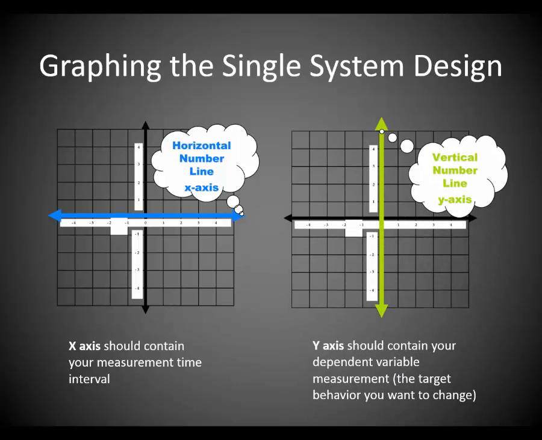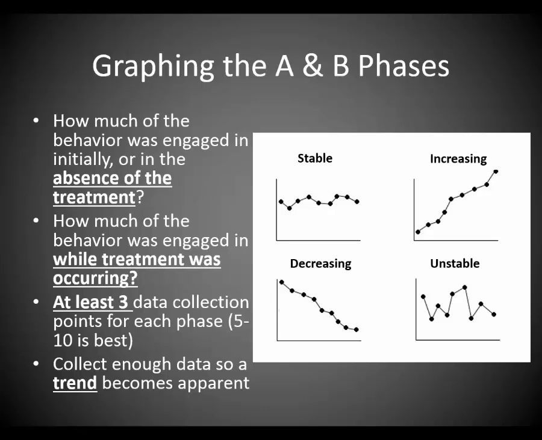The vertical line, on the other hand, is commonly referred to as the y-axis and should contain our dependent variable measurement. This is the target behavior that we want to change, and it's a count of the number of the dependent variable, or the target behavior that we observe at each time interval.